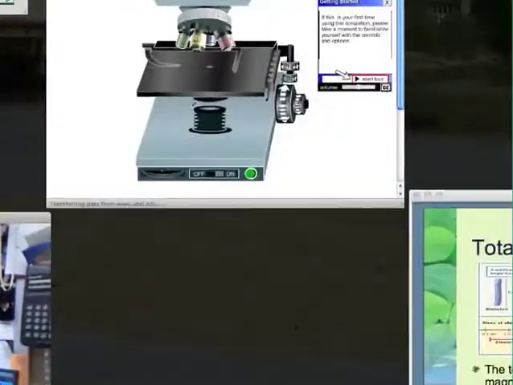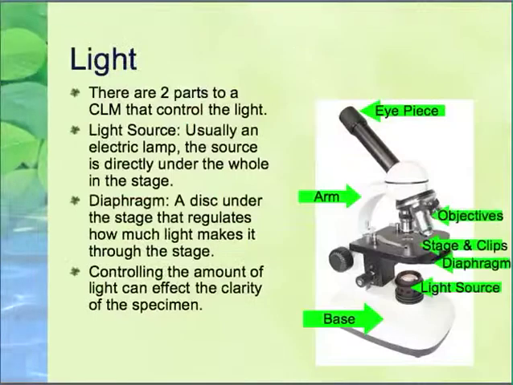So that's what you want to look at. If for some reason you get into a microscope, you know the light's on, you can't see anything but black, check the diaphragm, because the diaphragm could be completely closed. All right. So back to the notes.